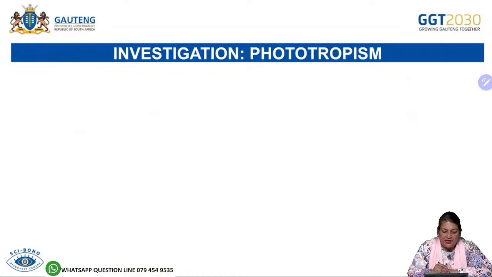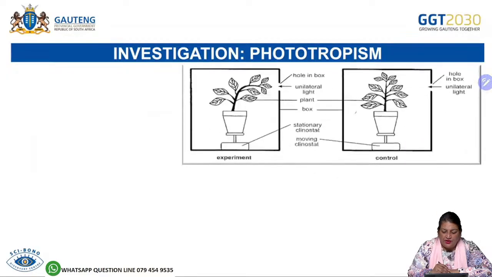Okay, and then you're going to see now here there's an experiment, and we have a clinostat. A clinostat simply looks like a clock with a little structure that you can wind, and you're going to put this pot plant there, and you're going to put a little box over the plant. It's a well-watered plant. You're going to make a small opening in this box, and you're going to allow light to come through.